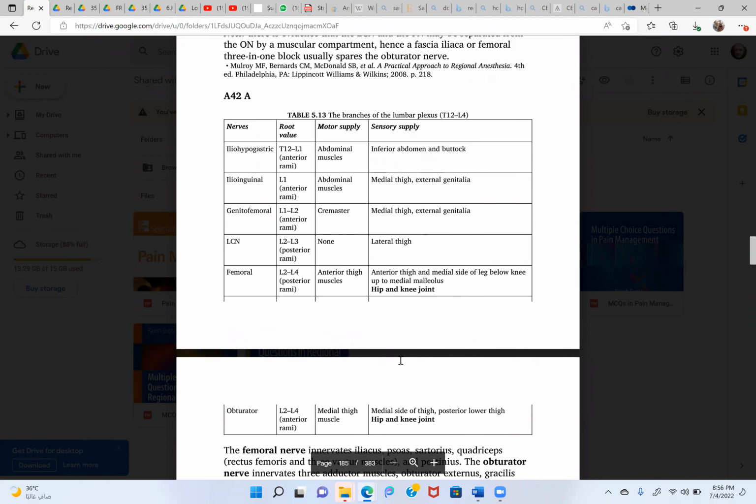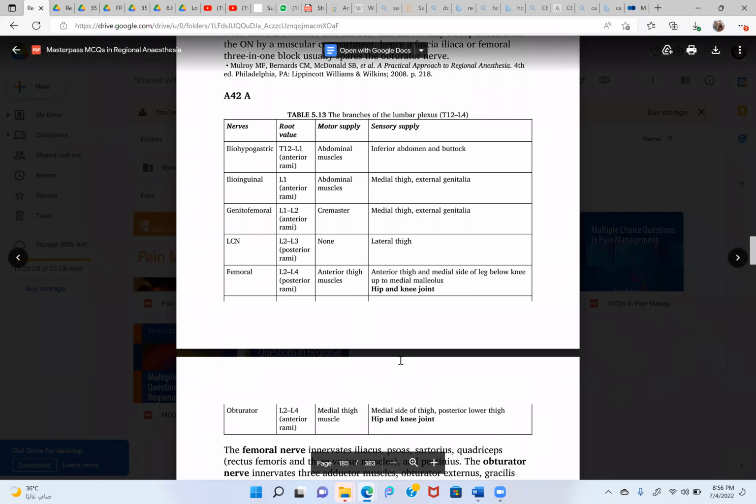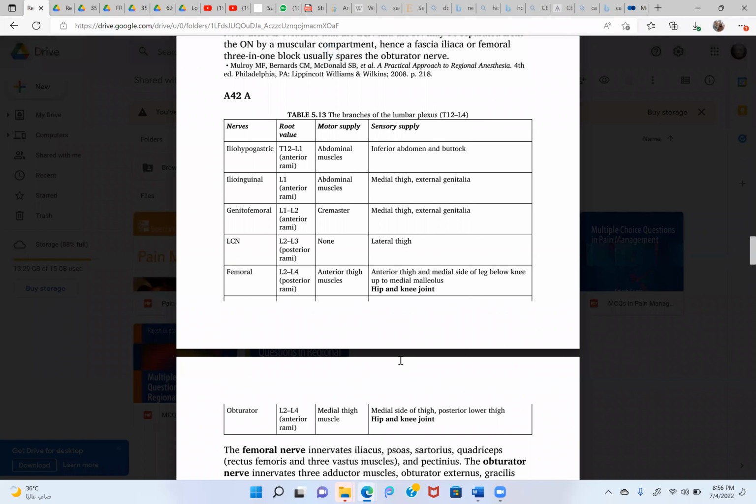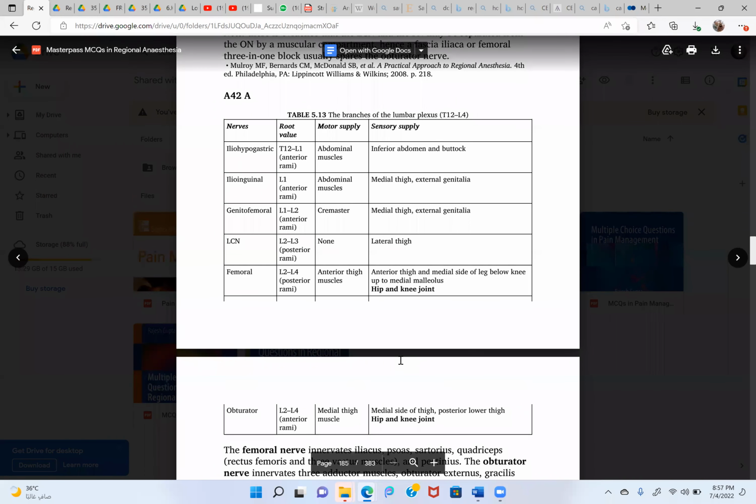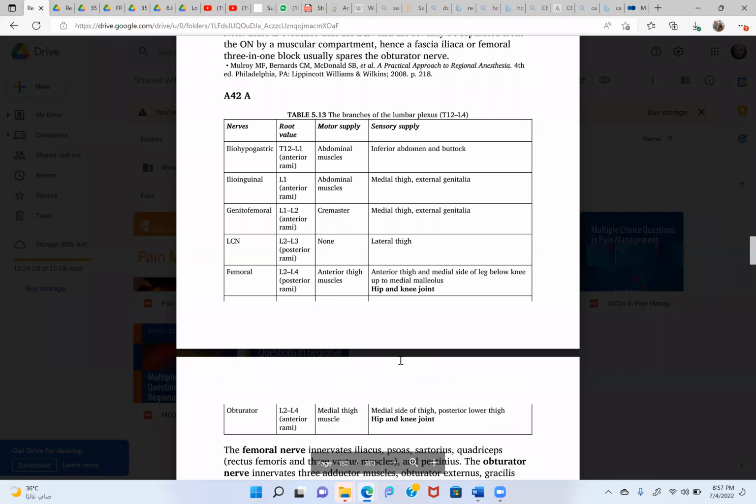So I will go from down to up. The 2 nerves which are coming from the 2 nerve roots are the femoral nerve and obturator nerve. One is coming from the posterior rami of L2, L3, L4, and one is coming from the anterior rami of L2, L3, L4: obturator nerve and femoral nerve. These are coming from 3 nerve roots.